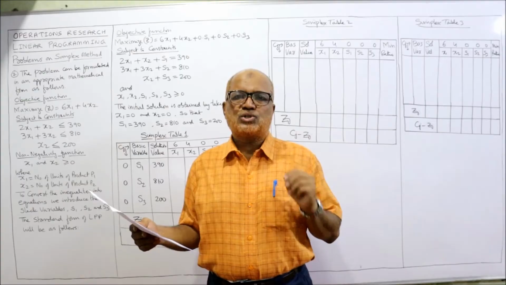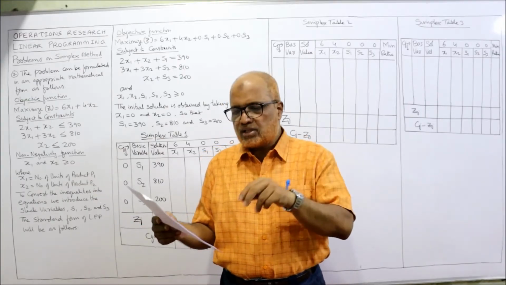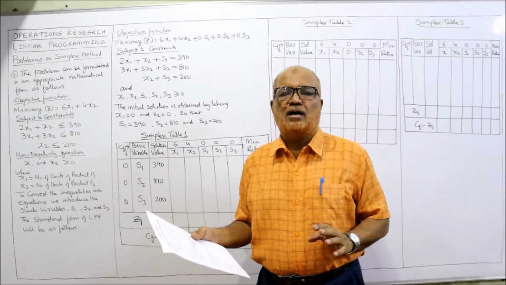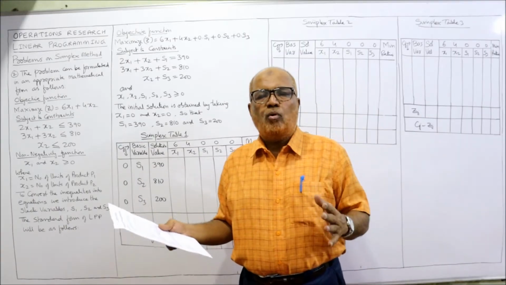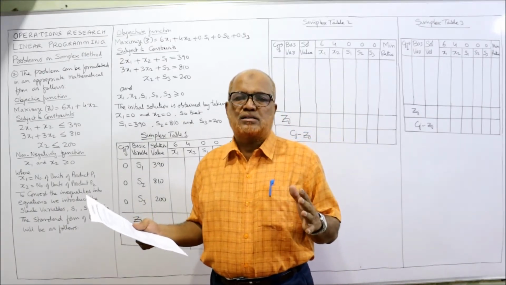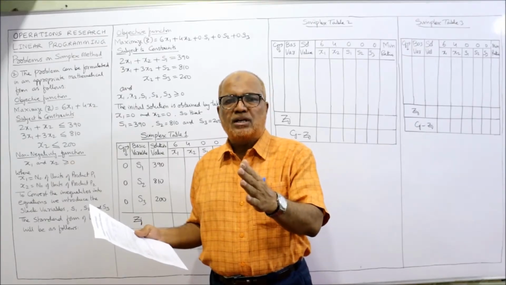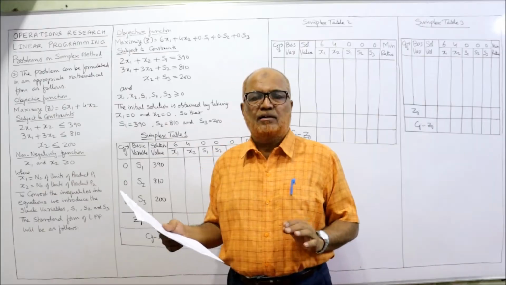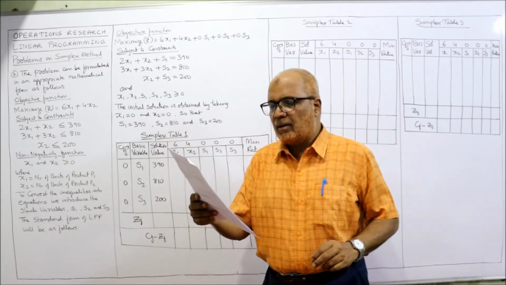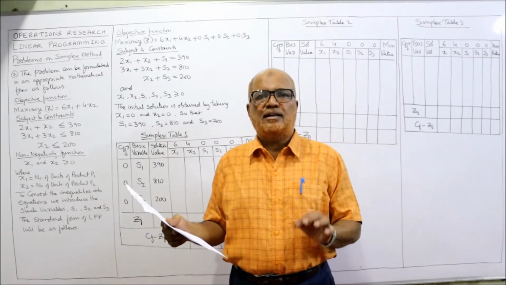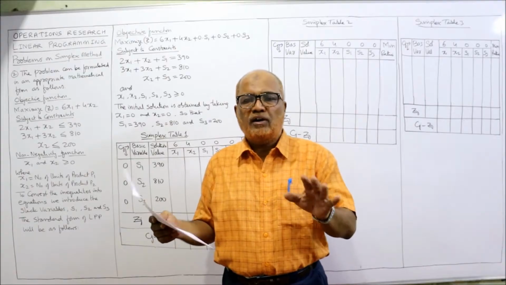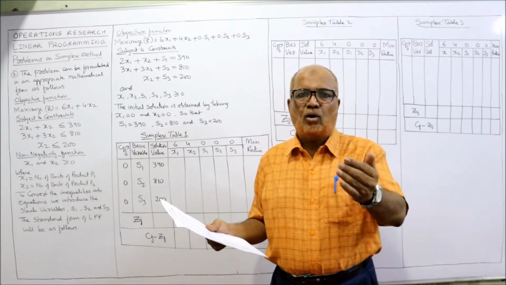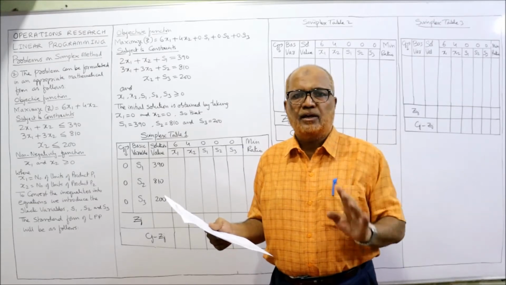We have three constraints. The first constraint is that the cutting hours are limited to 390 hours. We don't have more than 390 hours, so we can use either 390 or less, but not more. Similarly, for the finishing machine we have 810 hours. We don't have more than 810. We can use either 810 or less. So, less than or equal to.